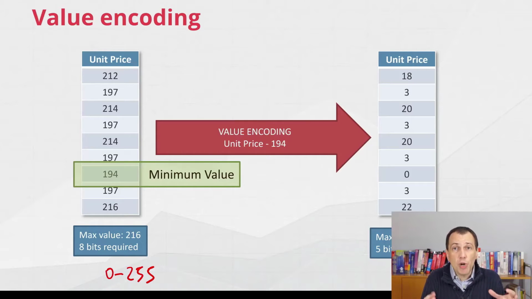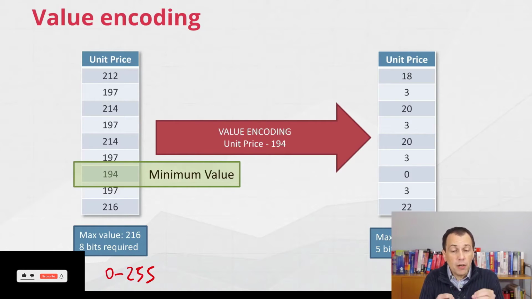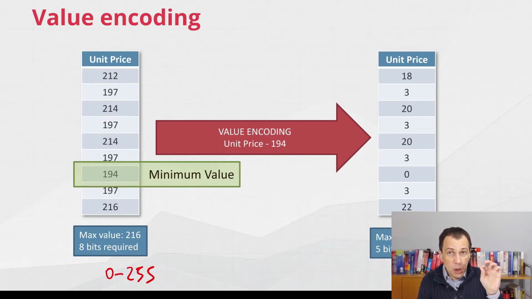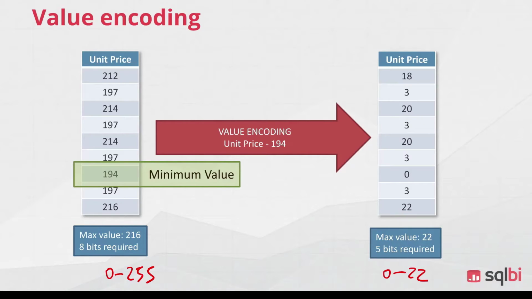So if we subtract from the original value the minimum value we have in the column, we can represent the number in each row with this difference. And now if you look at the difference, you see that the numbers are in a different range, a range between 0 and 22. And there are only 5 bits required to store a number between 0 and 22. So only 5 bits are required for each row in this column.